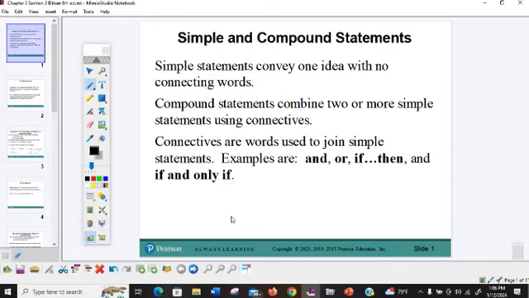Right, in this section, we're going to learn about compound statements. That's statements that have and, or, if-then, and if and only if. We're not going to concentrate on the if and only if in this section, but we are going to concentrate on the other three. So those are statements that combine two or more simple statements using connectives, and these are the connectives.